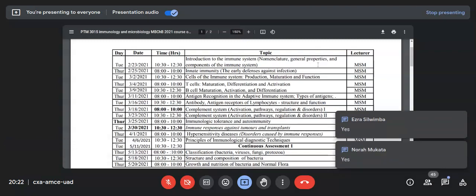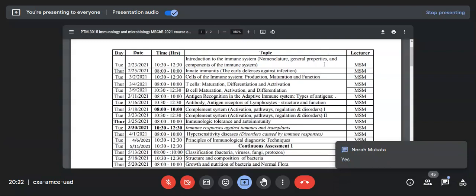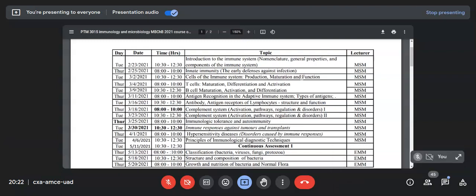I'm going to show you guys what we have done so far. We have done the introduction to the immune system. This was done by Dr. Pasha. I entered in innate immunity, and I also did cells of the immune system with you. So today we're supposed to start looking at adaptive immunity. That's T cells maturation, differentiation, and activation, together with B cell maturation, activation, and differentiation. Also antigen recognition and antigen receptors of lymphocytes. That's all under adaptive immunity.